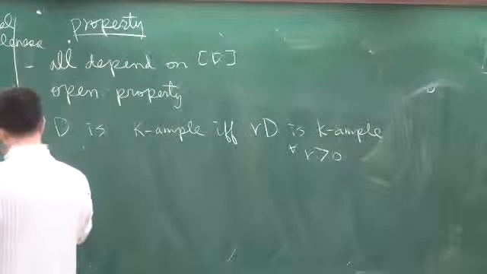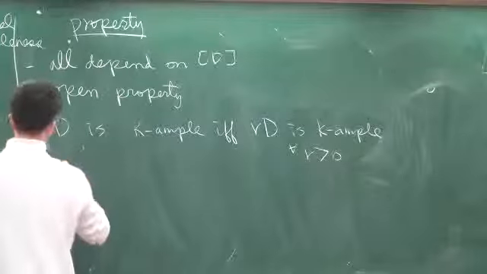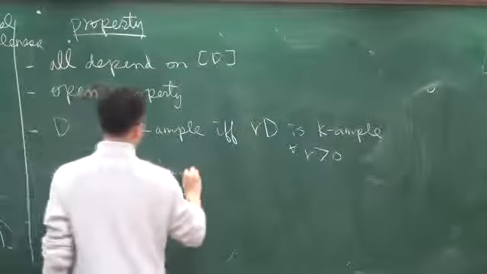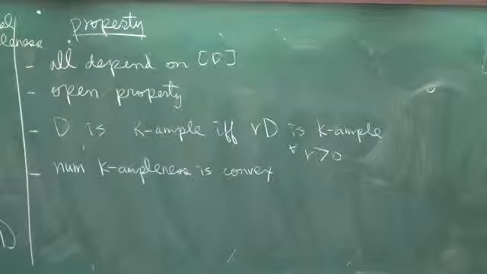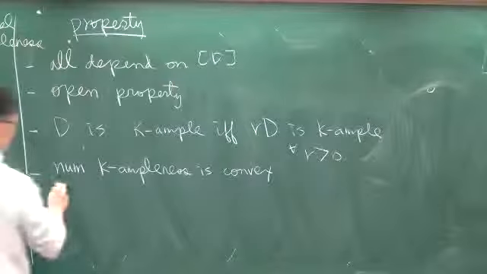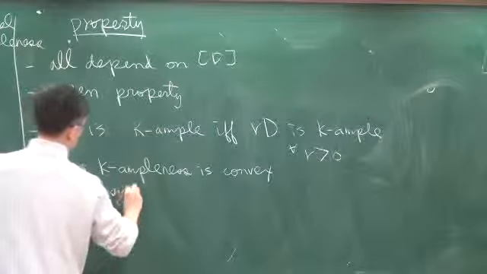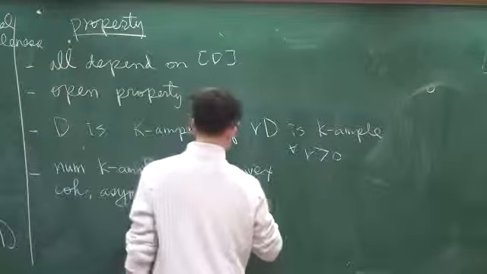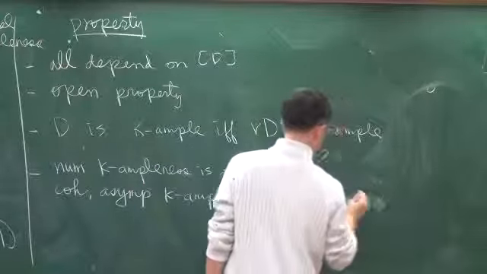And now the convexity. The numerical K ampleness is convex. That means if you add two numerical K ample divisors, then the sum is still numerically K ample. But the cohomological or asymptotic K ampleness is not convex in general.